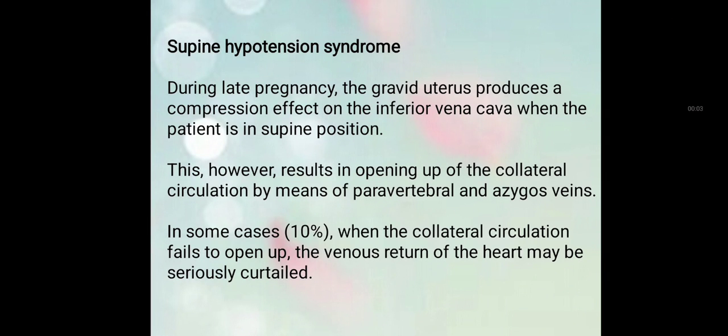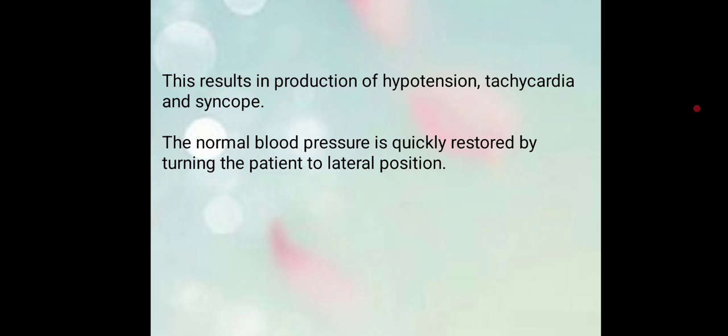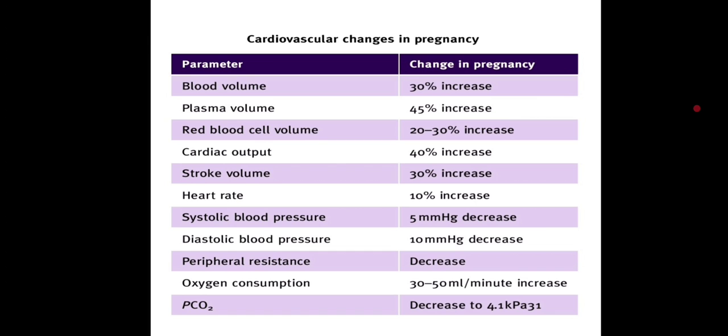In supine hypotension syndrome, during late pregnancy, when the patient is lying in supine position, the gravid uterus will compress the inferior vena cava, and the aorta will be affected. This compression of the inferior vena cava will compromise venous return to the heart, producing the effect of hypotension, tachycardia, and syncope. The blood pressure will be restored by turning the patient to the left lateral position. These cardiovascular changes in pregnancy are summarized in the table.